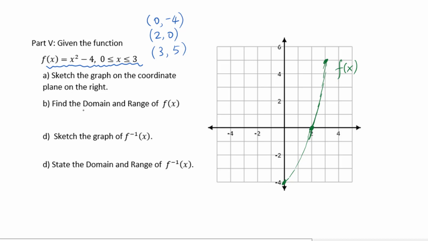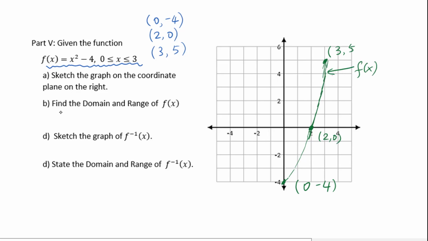For B, find the domain and range of f of x. This is 3, 5, 0, -4, 2, 0. Domain is given, x greater than or equal to 0, less than or equal to 3. For the range, look at the graph. The very bottom point is -4. The very top point is 5. So y greater than or equal to -4, less than or equal to 5.